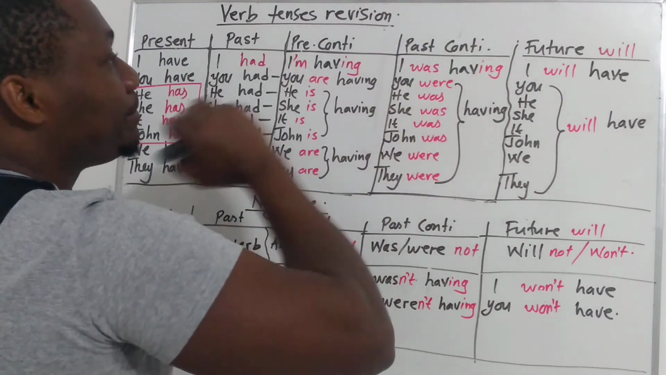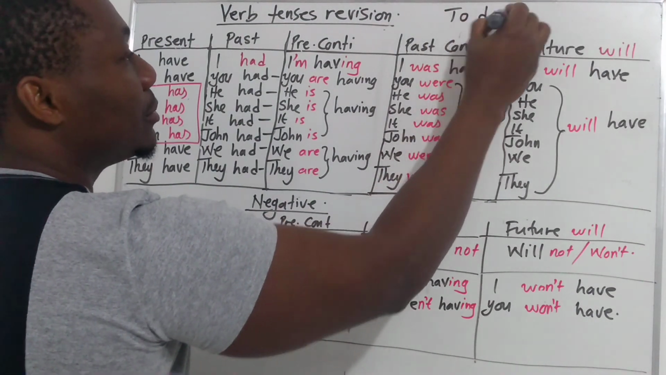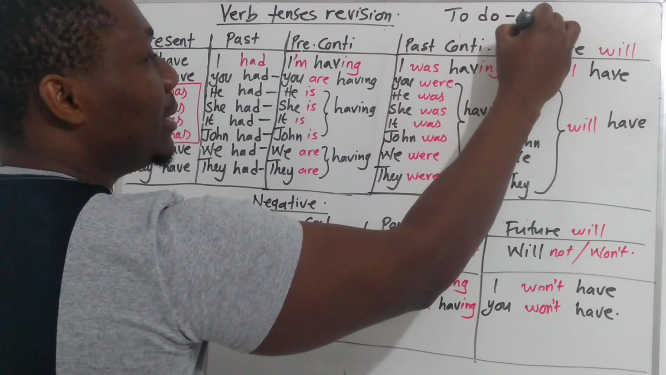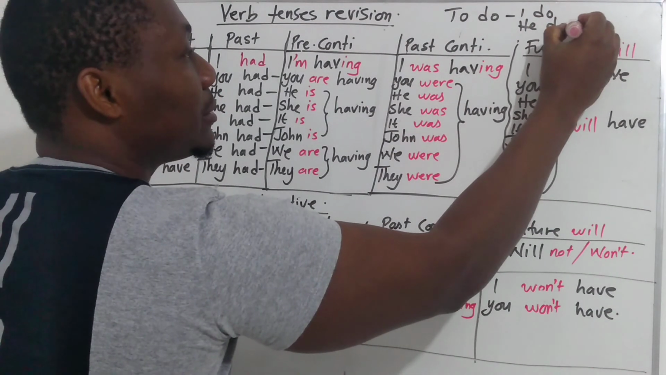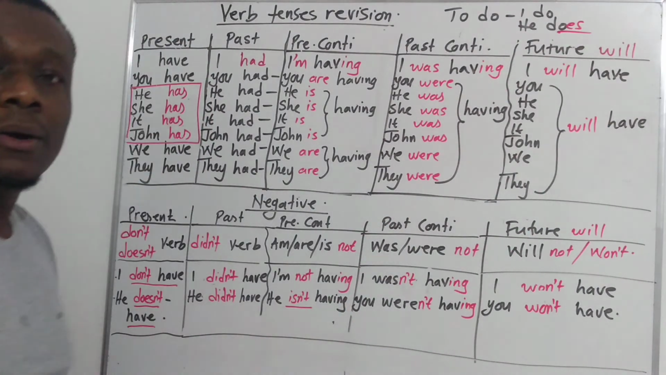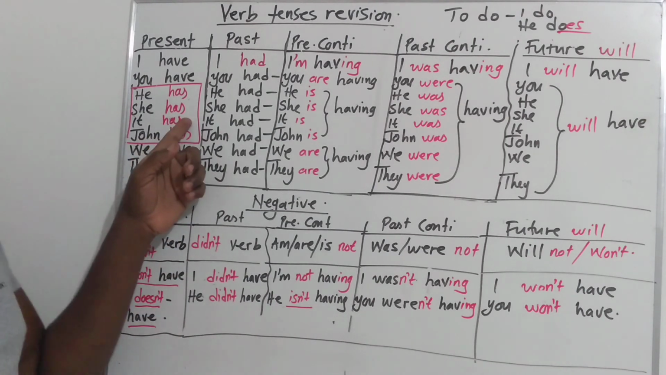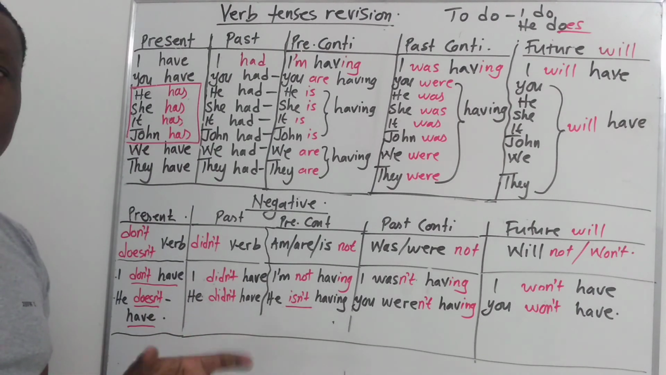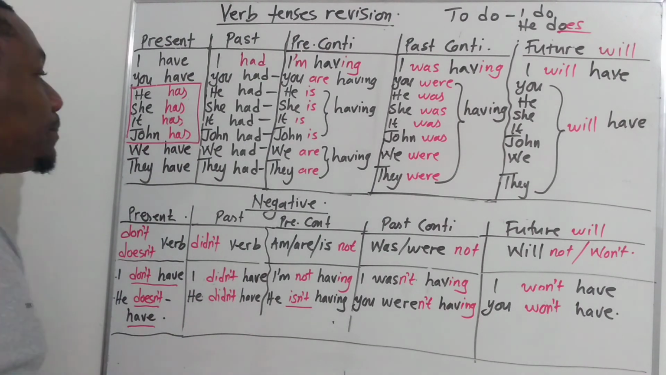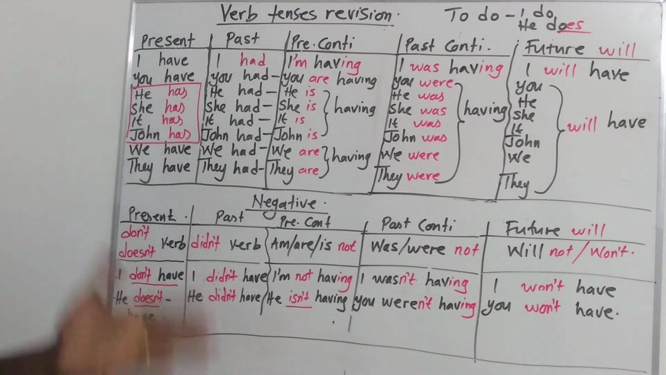A verb to do. So I do, he what? He does. So in the present simple, we always modify the third person singular, the verb of the third person singular. Good. So the past simple of have is very easy.